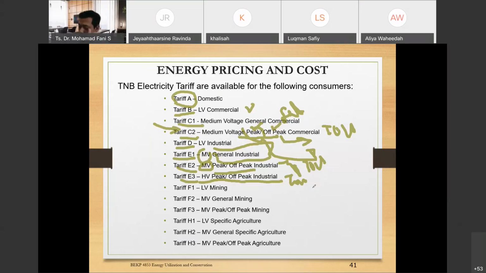Okay, for example, the Siemens factory, another one is the metals industry. Most of them use E3 because the equipment of the system requires more voltage. And okay, the other tariffs, for example, mining have their own tariff, agriculture, etc.